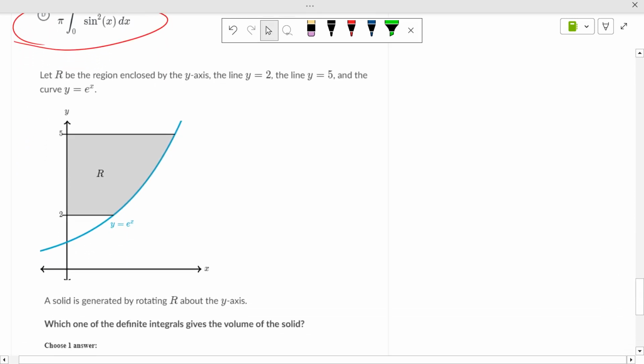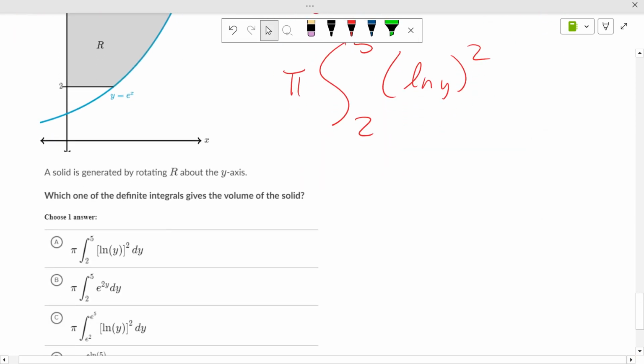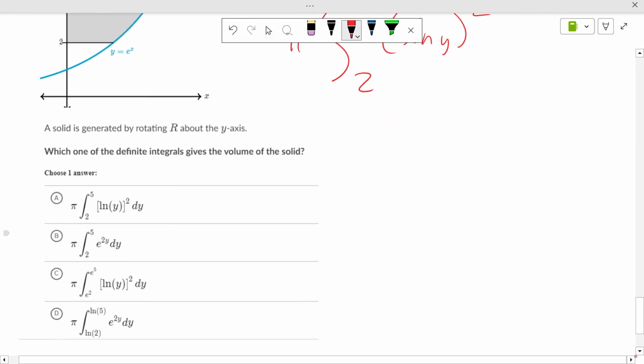All right. So this one, we're rotating around the y-axis. If y equals e to the x, what does x equal? Ln of y. x equals the ln of y. So we're integrating from 2 to 5 of pi ln of y squared. Pi r squared, 2 to 5.